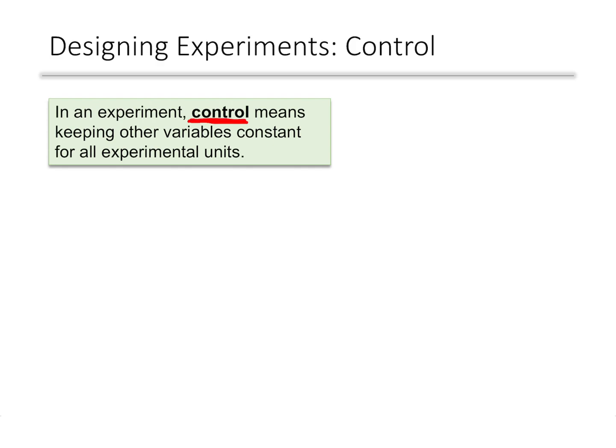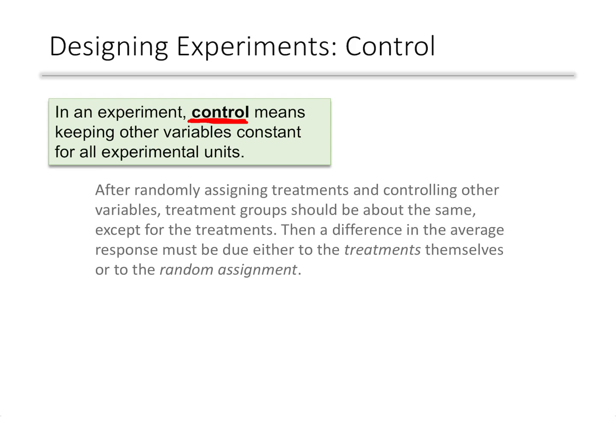In an experiment, control means keeping other variables constant for all experimental units, except for the one that we're trying to show is causing something to happen. So after we randomly assign treatments and control our other variables, treatment groups should be about the same. Okay, the only thing that's different would be our treatments.